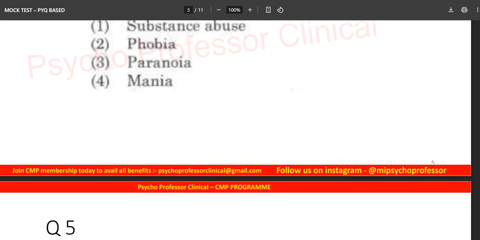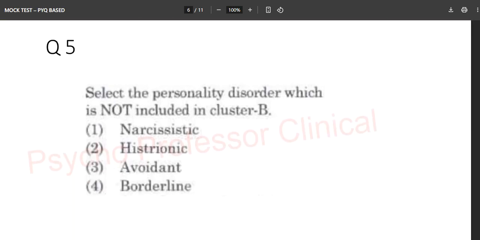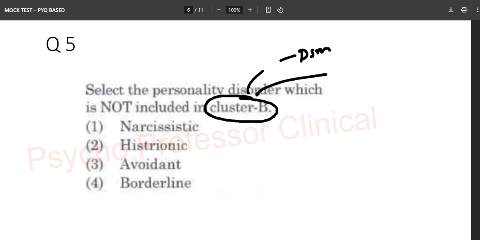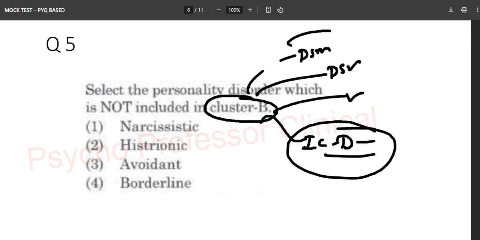Try to answer it. Let's move forward to the fifth one. Fifth question says: select the personality disorder which is not included in cluster B. Now, what is cluster B? You have to find out whether it is in DSM-5, DSM-4, DSM-4-TR, DSM-5-TR, or ICD-10, or somewhere else. And what is it talking about? Narcissistic, histrionic, avoidant, and borderline.